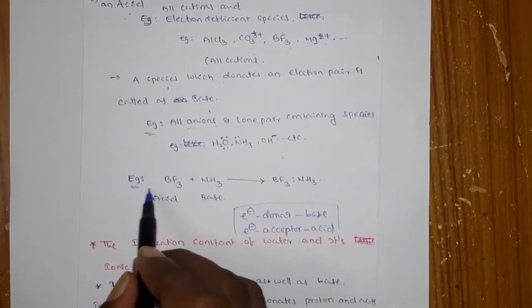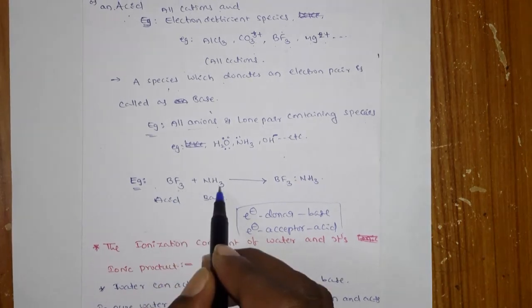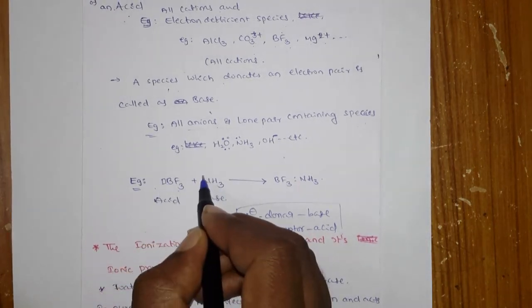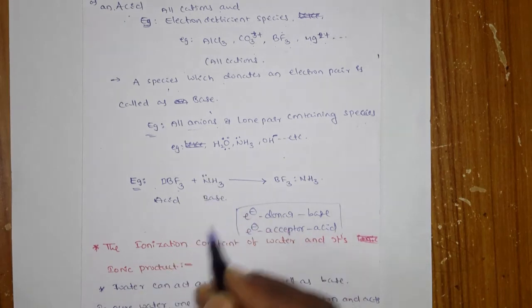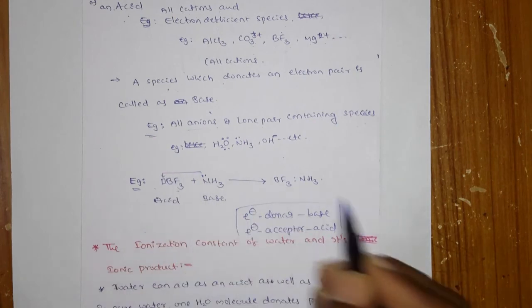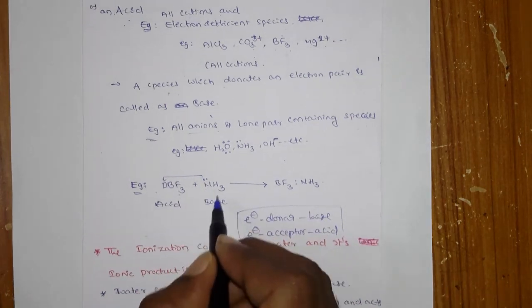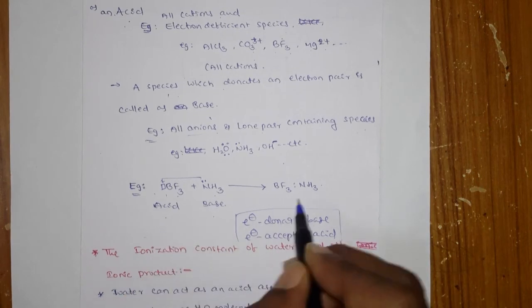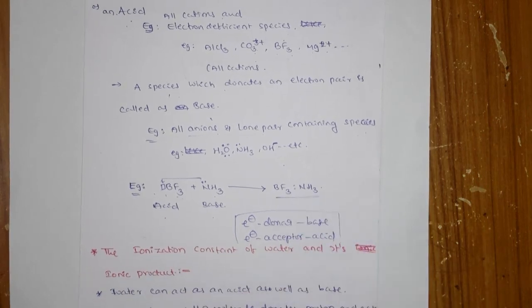Okay, next you see the BF3 NH3. So BF3 is electron deficient and NH3, generally nitrogen, contains the excess electron pair. So this electron pair is donated to the BF3. Okay, so here it is a donor, so it is a base, and here it is an acceptor, so it is an acid. So it is nothing but a bond between the BF3 and NH3.